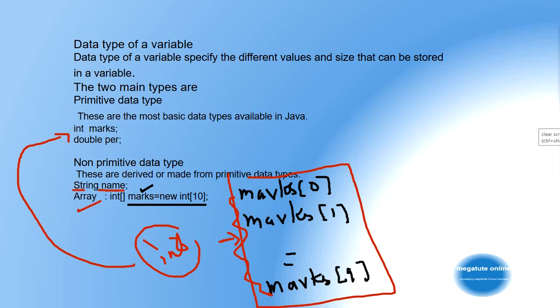When we talk about name variable, it can hold character arrays, a group of alphabets. All right, that we'll discuss later on. What does the string mean and how do we handle it?